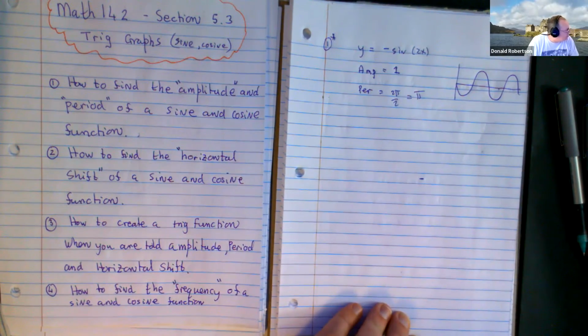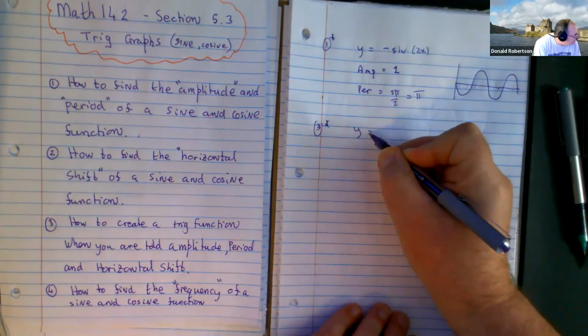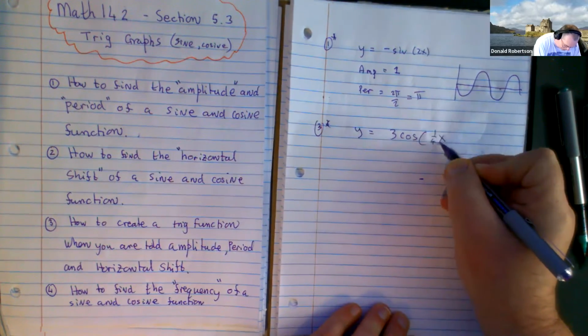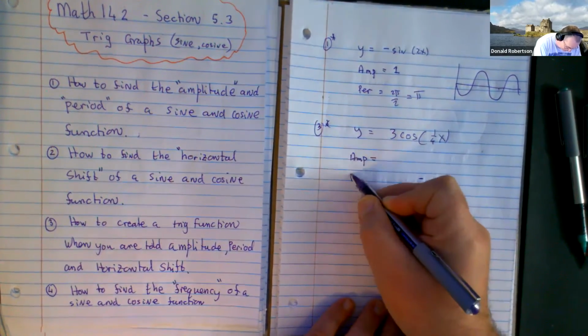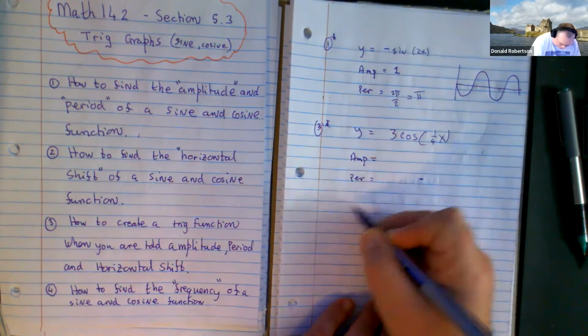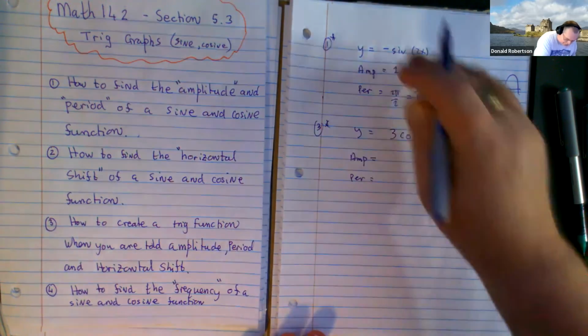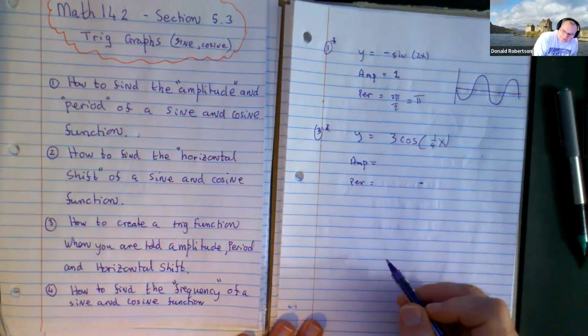Let's try this one. This is question 3. It's 3 times the cosine of 1/4 x. Amplitude, period, and then graph it. Okay. Amplitude, that's the easy one. To me, the amplitude's dead easy. I don't even need to do any work and it's in front of me. But nonetheless, what is the amplitude? 3.